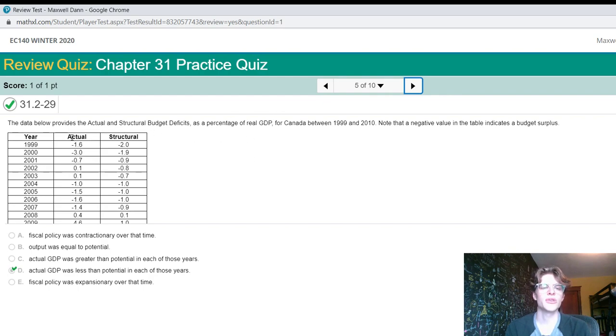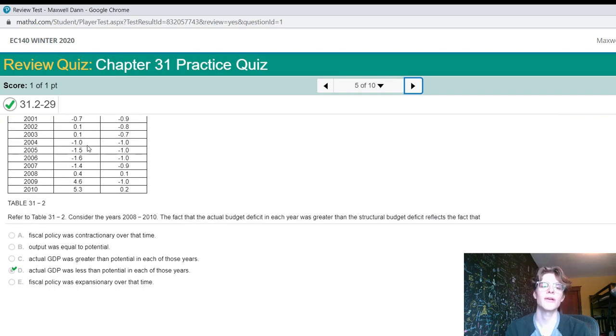Actual and structural budget deficits. You'll notice any years that they're different, that means that there is a cyclical deficit as well. So this is actual and this is structural. Consider the years 2008 to 2010, so these last 3 years. The fact that the actual budget deficit in each year was greater than the structural budget deficit reflects the fact that, so the actual budget deficit was pretty big compared to just the structural one.